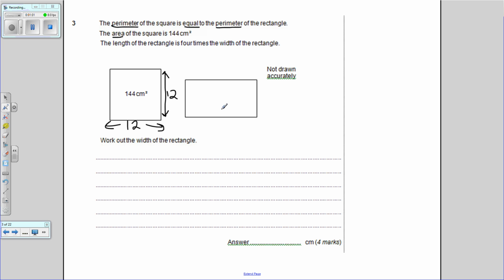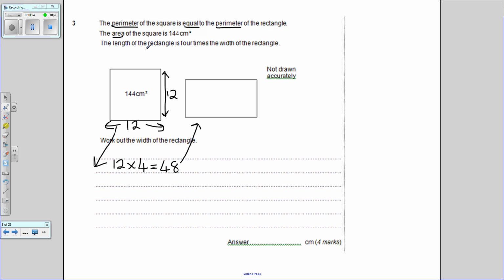It says the length of the rectangle is 4 times the width of the rectangle. Well, what I'm going to do first is work out the perimeter of the square. The perimeter all the way around the square is 12 times 4, which equals 48. So that's the perimeter of the square, which will also be the perimeter of the rectangle because they're equal.